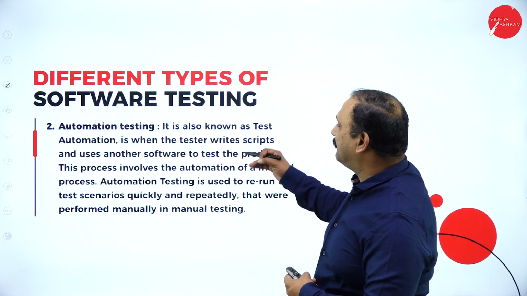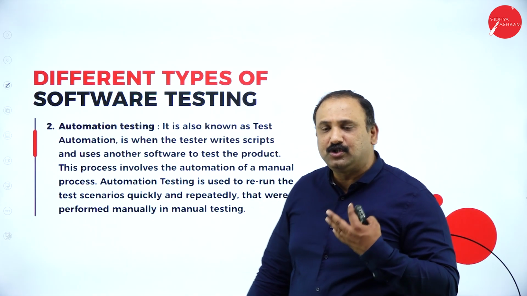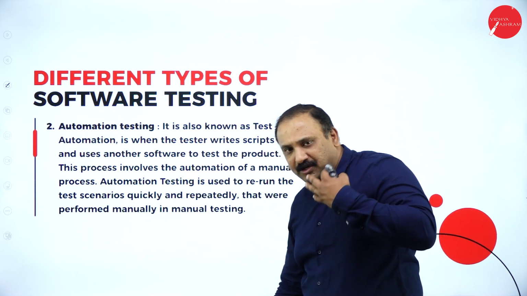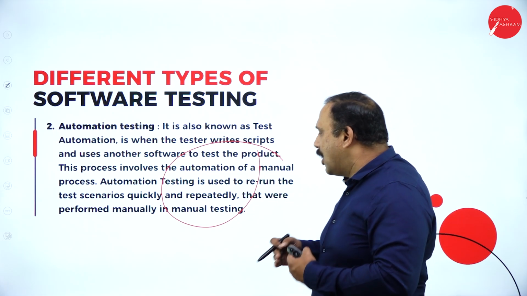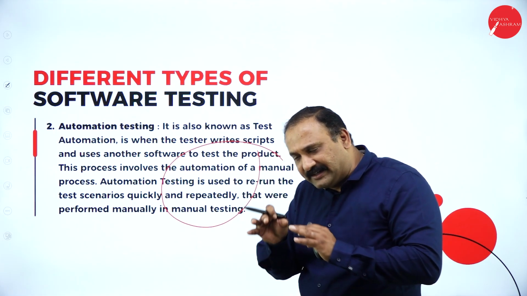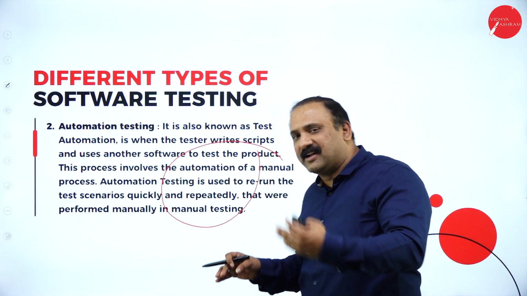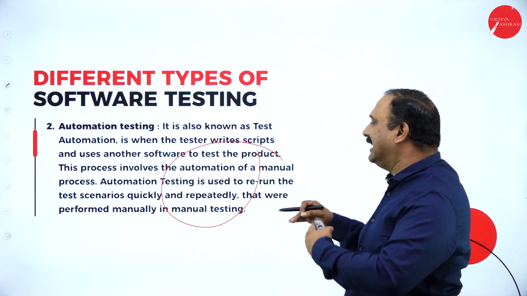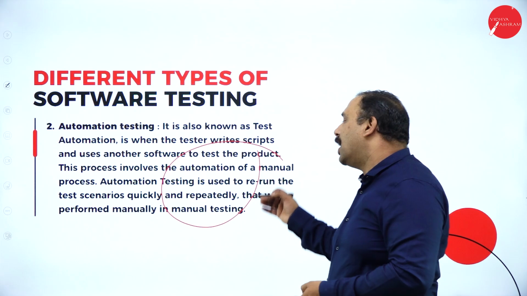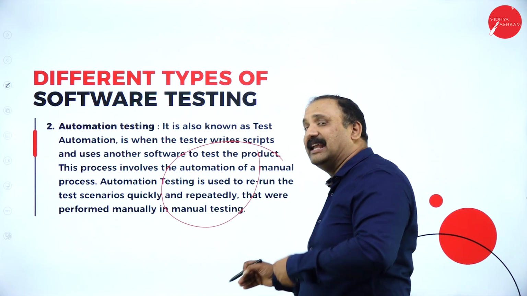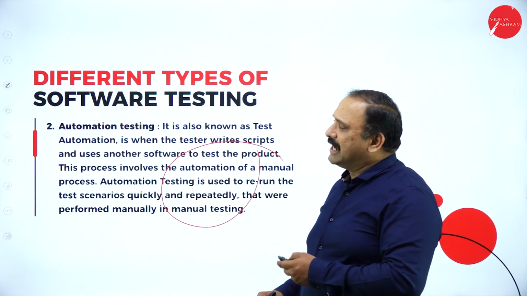Followed by which you have automation testing. It is where the tester writes a script and uses another software to check the product. Automation is one where you can just write it and leave it for some time, rerunning all the scenarios automatically and repeatedly in a faster manner so that you are able to find out how it is working. And this is definitely far better compared to manual testing.